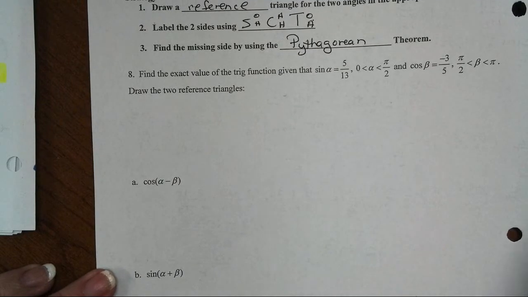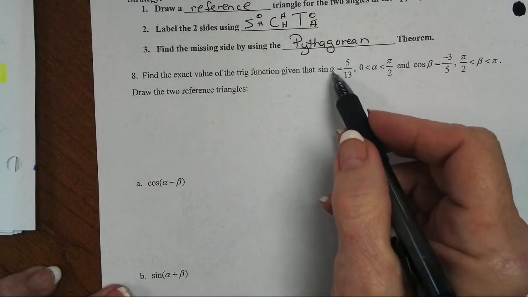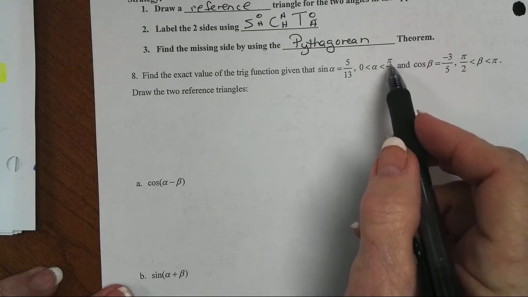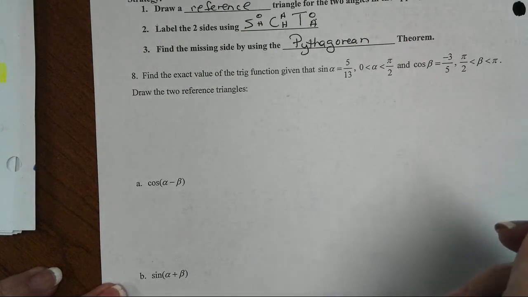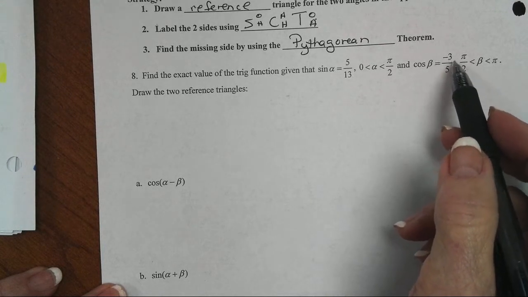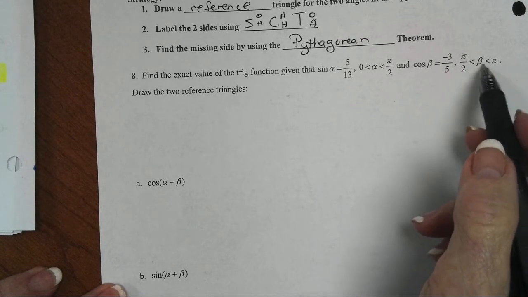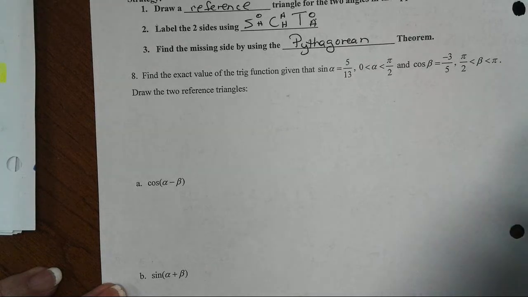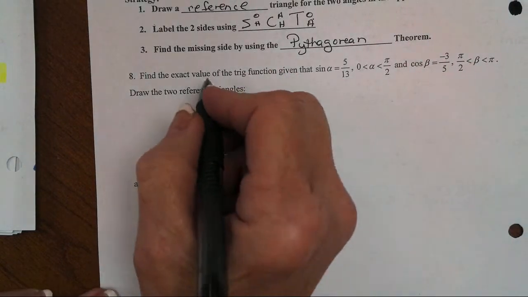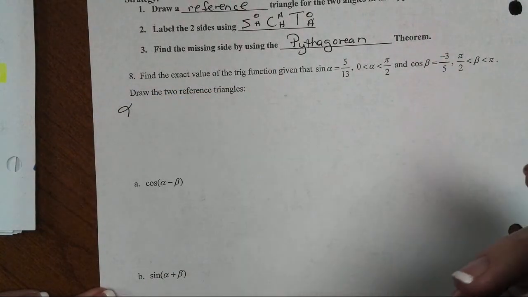Find the exact value of the trig function. If you're given that the sine of the first angle, alpha, is between 0 and pi over 2, that means it's in the first quadrant. And the cosine of beta is negative 3/5, and it's in quadrant 2, between pi over 2 and pi. So this is angle alpha.